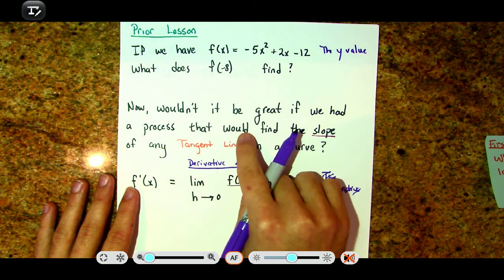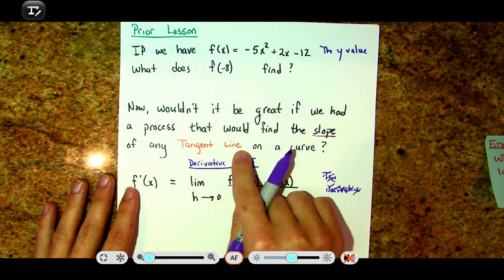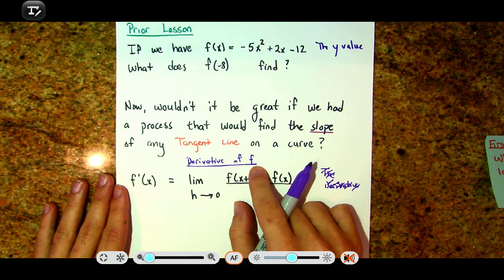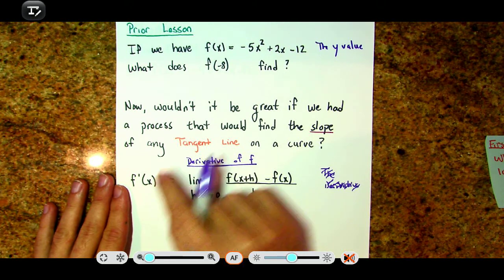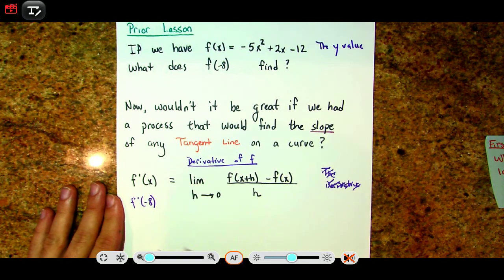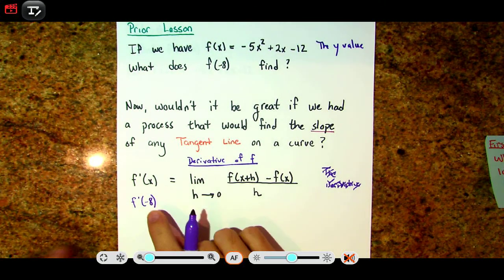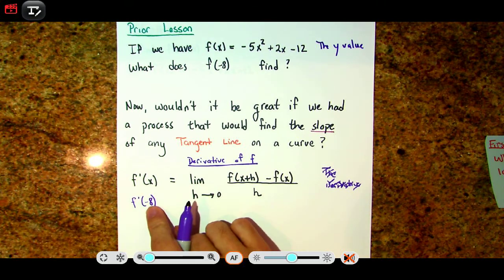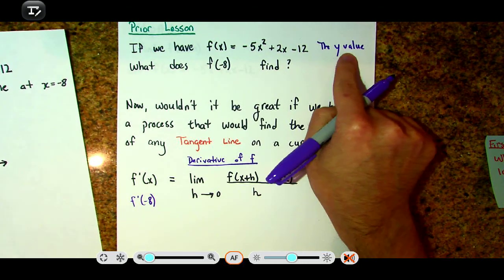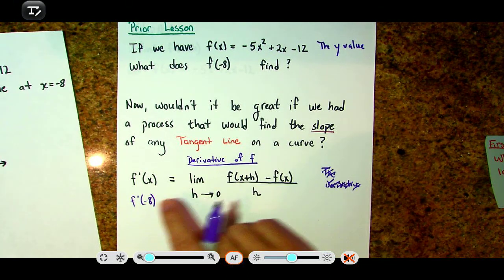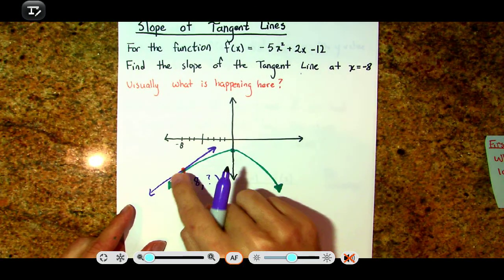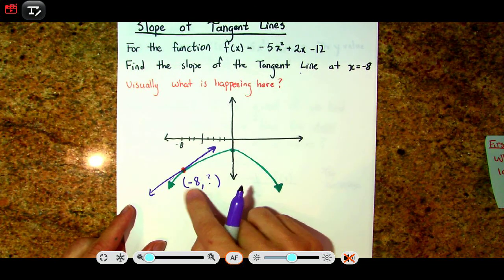What we want to do, wouldn't it be great if we had a process that would find the slope of any tangent line on a curve? And this is finding the derivative of a function, okay? When you find the derivative of this function, if I plug in negative 8 into f, it gives me the y value. If I plug in negative 8 into the derivative, f prime of negative 8, it tells me the slope of this tangent line at that point at negative 8. That's what we want to do. That's what the derivative calculates.